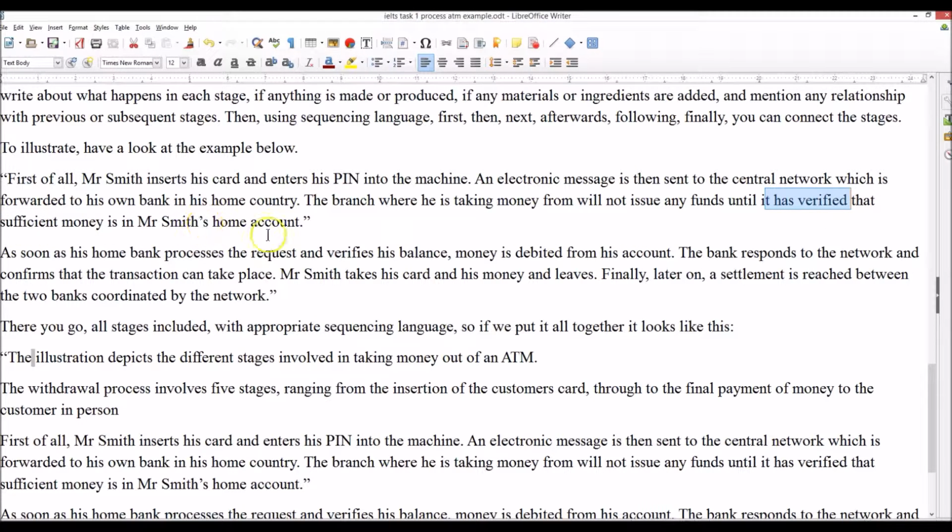that sufficient money is in Mr. Smith's home account. As soon as his home bank processes and verifies, money is debited, okay, from his account, the bank responds and confirms, he takes his card and his money and leaves. And finally, settlement is reached between the two banks. So that's pretty clear as to where the stages are.